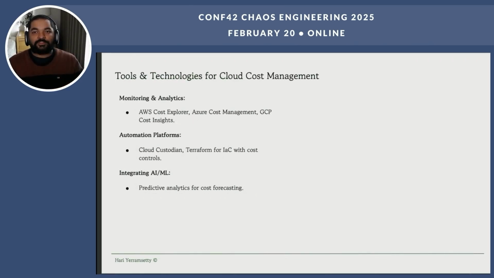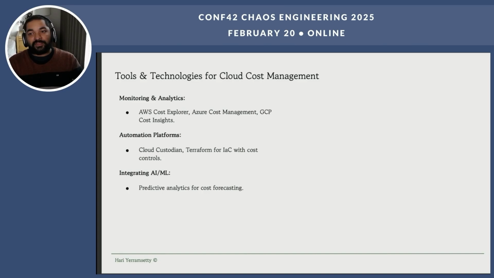Let's take a look at tools and technologies for cloud cost and FinOps management. There is a robust ecosystem of tools designed to help you manage cloud costs and implement FinOps practices. Tools like AWS Cost Explorer, Azure Cost Management, GCP Cost Insights offer clear dashboards that show all your cloud spending. They break down your costs by different categories such as service, region, or team. This makes it easier to see where your money is going and find ways to save.